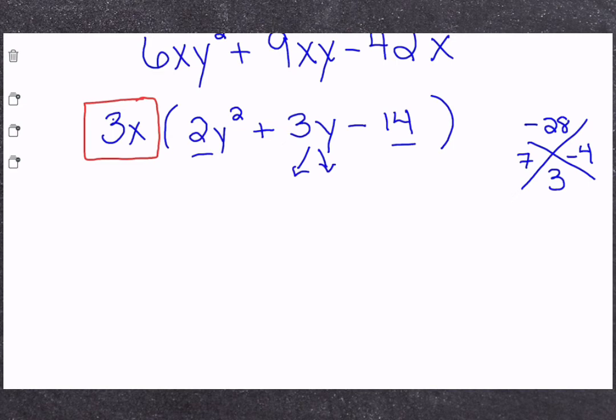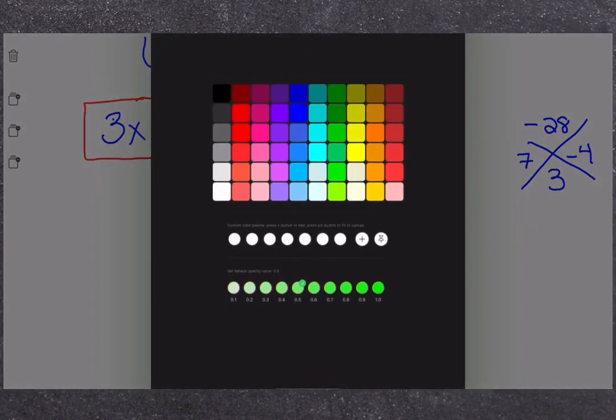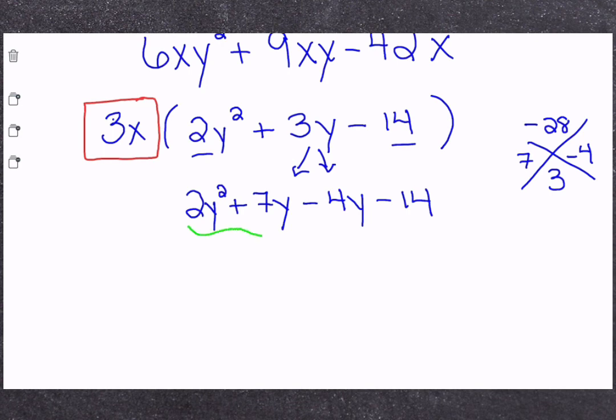And let's rewrite our problem. 2y squared plus 7y minus 4y minus 14. So I just use the 7 and negative 4 to split up the middle. And what do I do next? Factor by grouping. So I look at the first 2 terms, take out a GCF. They don't have numbers in common, but they do have a y. So I put y, and in the parentheses, I'm left with 2y plus 7.